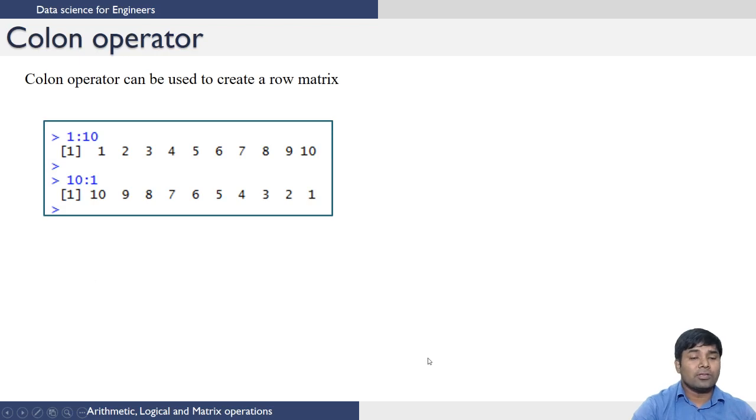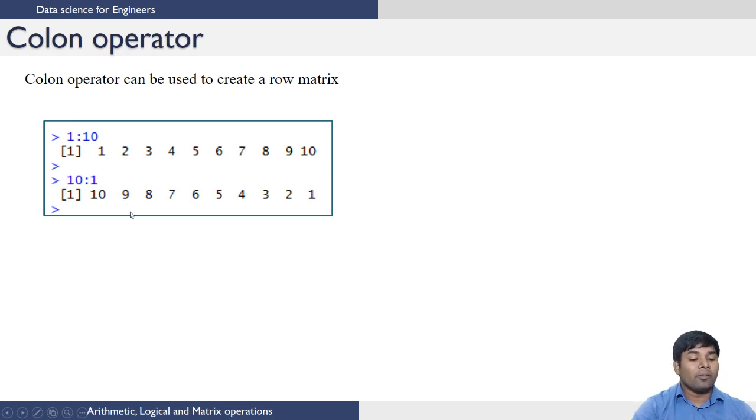Now we will introduce what is called as a colon operator. Colon operator is used to create an array of elements with equal width. For example, if I type in 1 to 10, it will create numbers from 1 to 10 with gap of 1. I can also reverse the order. It will print from 10 to 1 with a gap of 1.